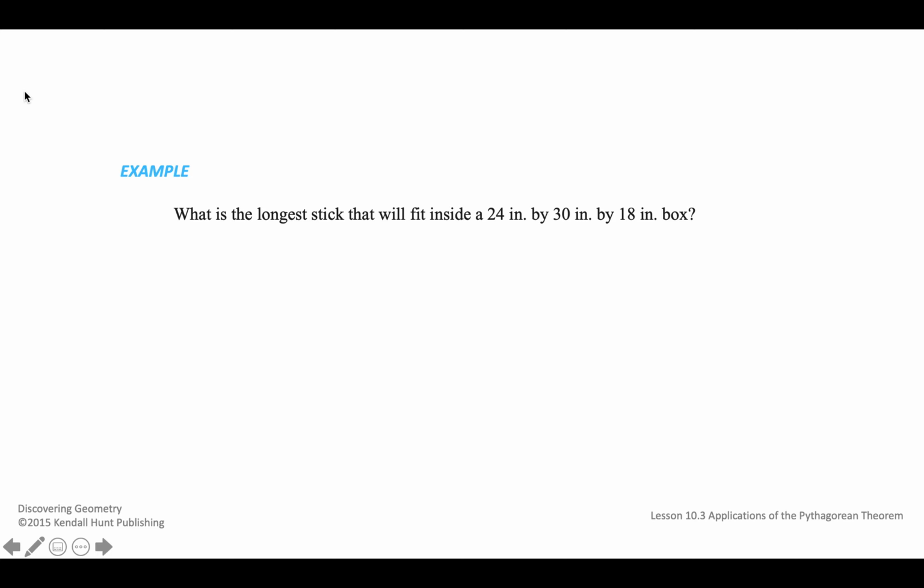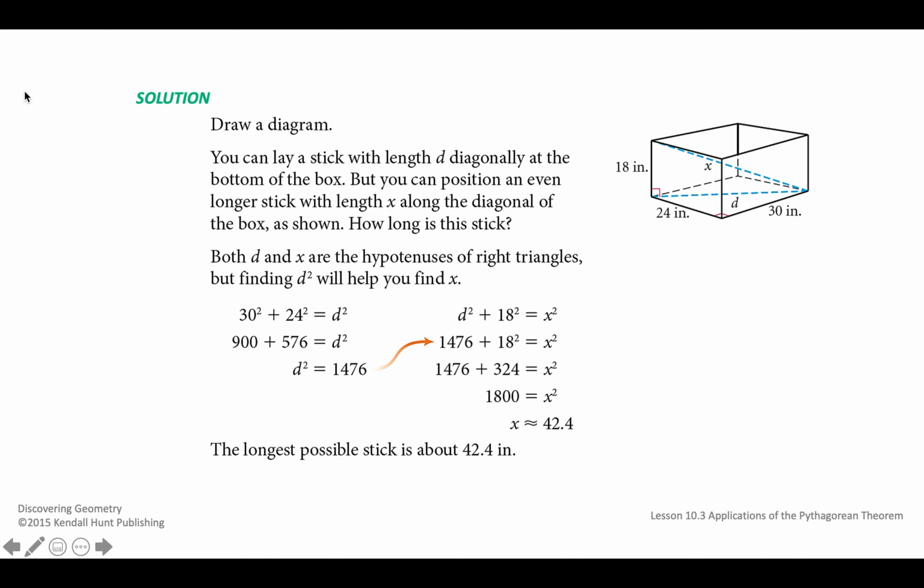So here's the first example. What is the longest stick that can fit inside a 24-inch by 30-inch by 18-inch box? With all of these situations, it can be helpful to first draw a picture. So that's been done for you. There's this box here. It's 30 inches by 24 inches by 18 inches. Those are the three dimensions.